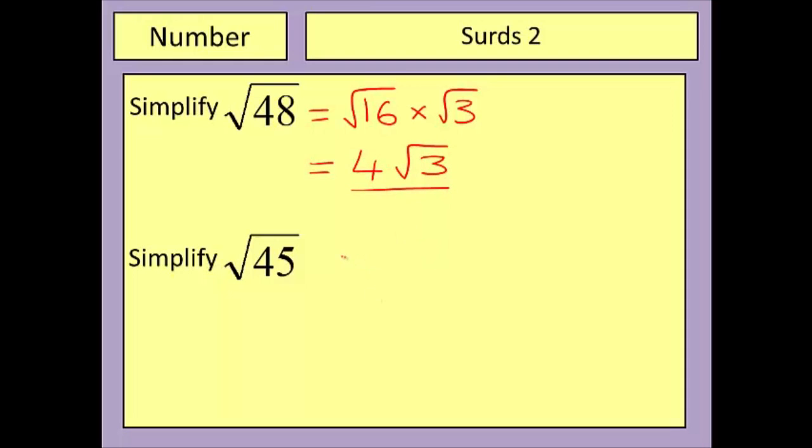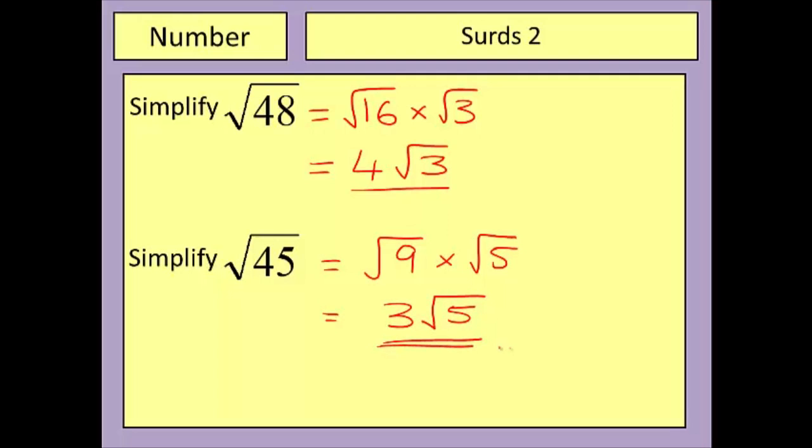In the second example, the square root of 45 is made up of the square root of 9 times by the square root of 5. The square root of 9 is 3, and the square root of 5, well, that's irrational, so I'm just going to leave it as the square root of 5.